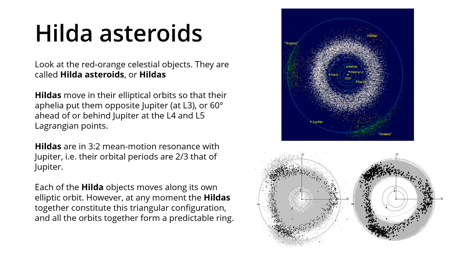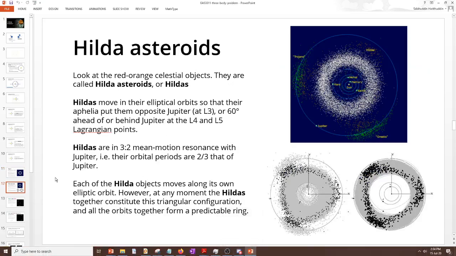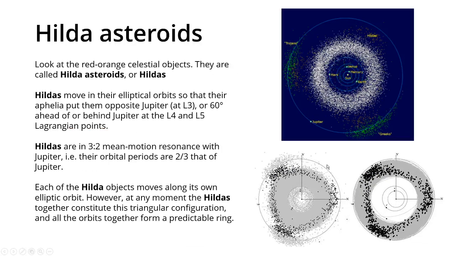Hey, how do you come up with that? There must be some interesting mathematics behind it. I have to study more on this one, like how do they actually get into this triangular orbit. But it's actually not a triangular orbit. Each Hilda asteroid is in an elliptical orbit, but if you collect them all, they will look like this. Hilda asteroids.